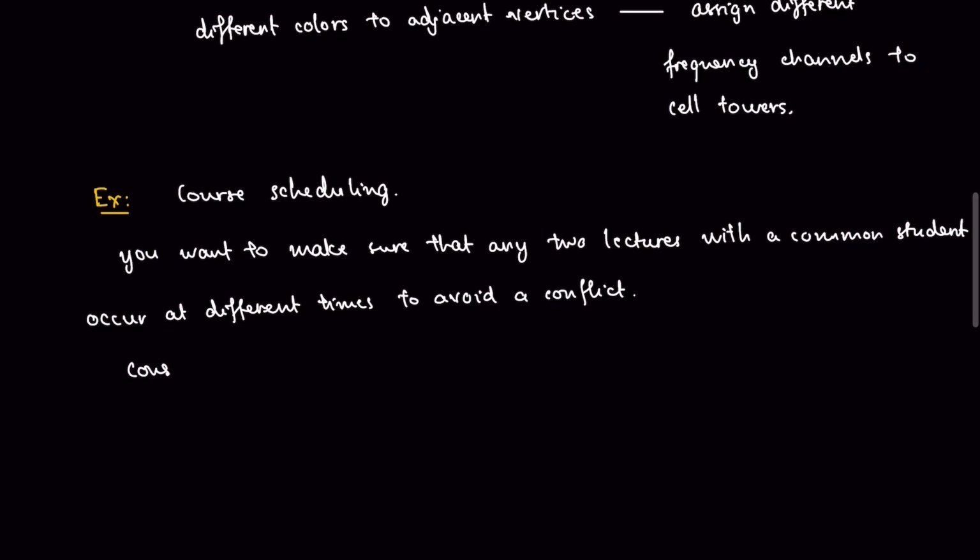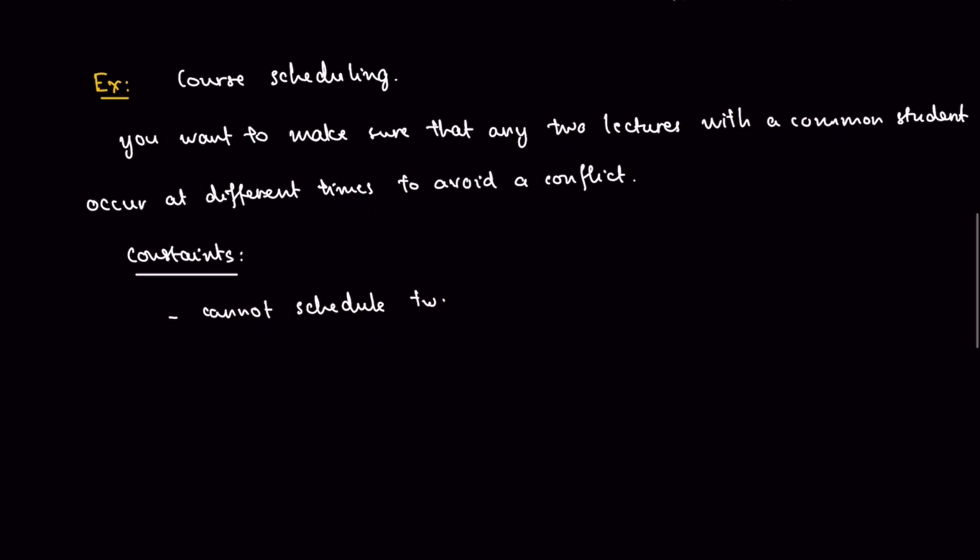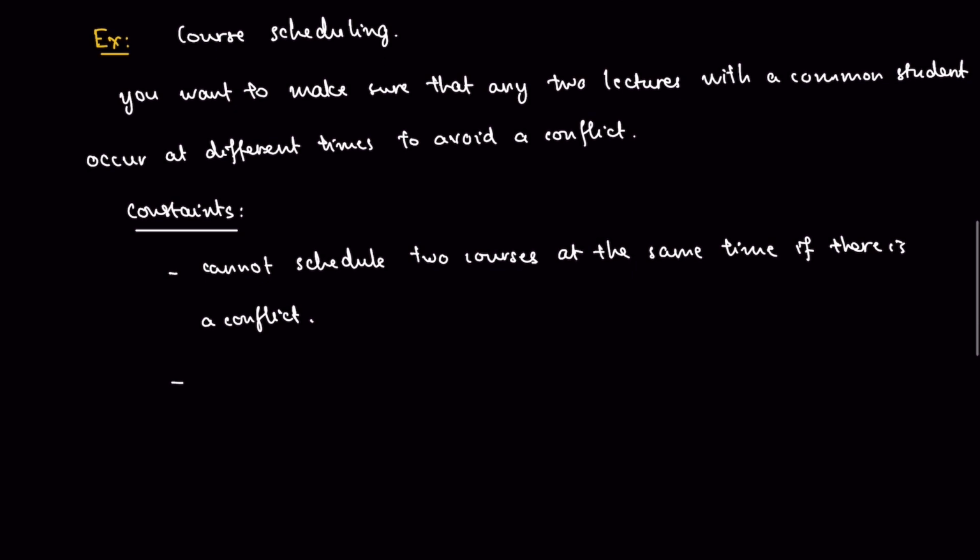So the constraint is that you cannot schedule two courses at the same time if there is a conflict. And the second constraint that we want to follow is that we want to use as few separate times as possible.